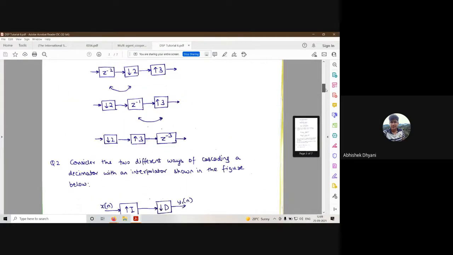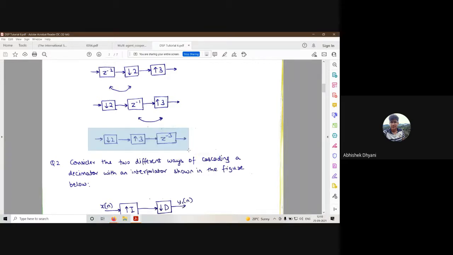Let us look at the original block diagram that was given in the question. First of all, let us try to interchange these two blocks. This is a downsampler of 2. When I move it to this side, it will become z^-2 raised to the power 2, so that is basically z^-1. Now we can also exchange these two blocks. There is an upsampler, and again it will be raised to the power of 3. So when we move it to the right, we get z^-3, and this is the final block diagram.